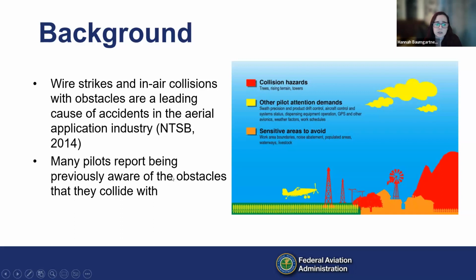What's interesting to us, and what came out of a discussion with me and some other FAA colleagues that led to this study, is that many people seem to report being aware of the obstacle or wire before they hit it. And that goes against what many people off the cuff think about these accidents, right? They think, well, if they hit it, they didn't know it was there. They didn't do enough scoping at the beginning of the run. But if we're seeing, which we are, that people are aware of these wires and obstacles beforehand, then something else is going on. And that's what led to this study today.